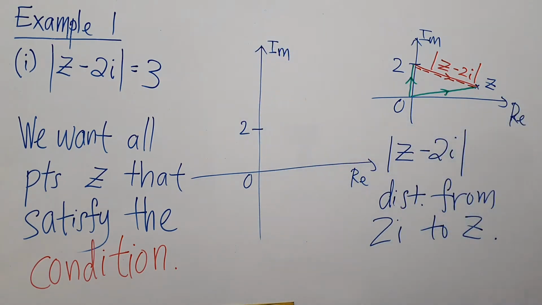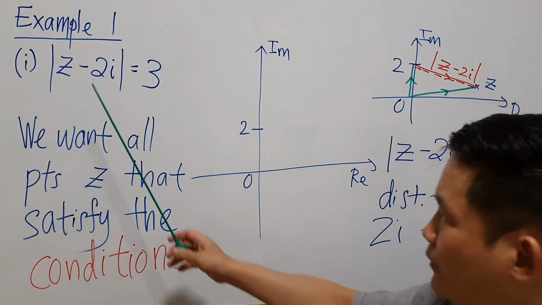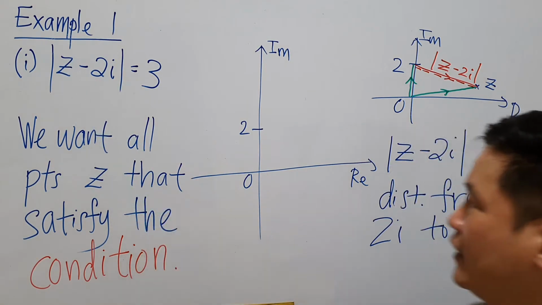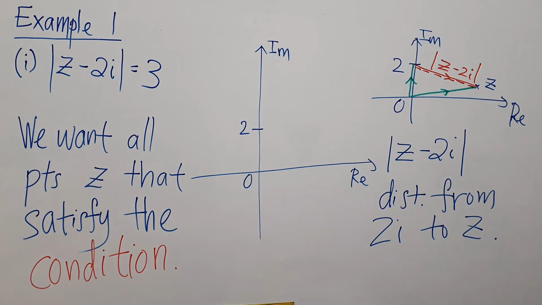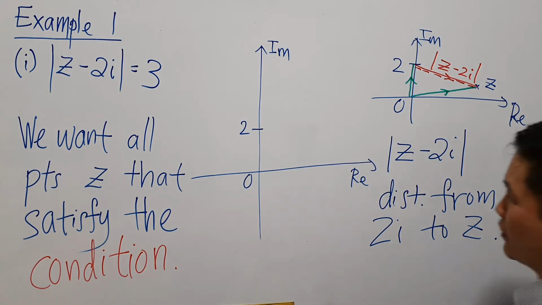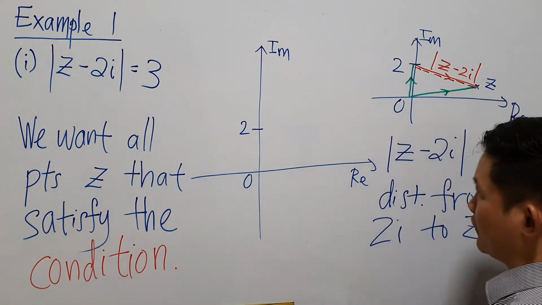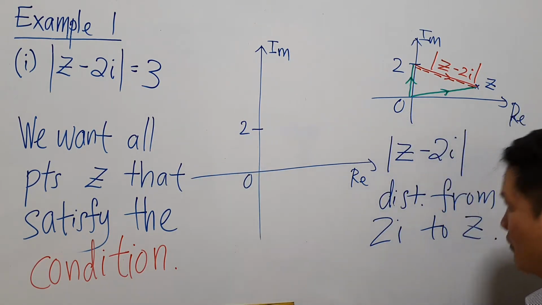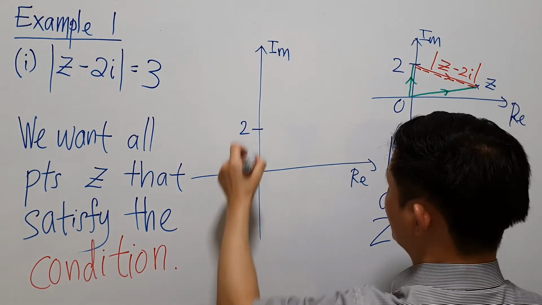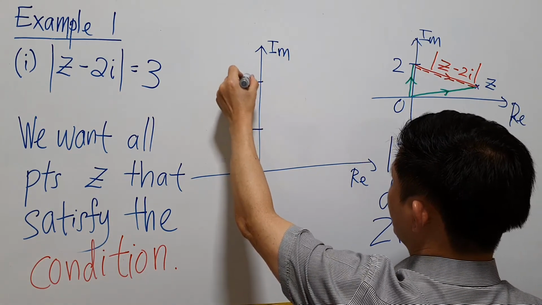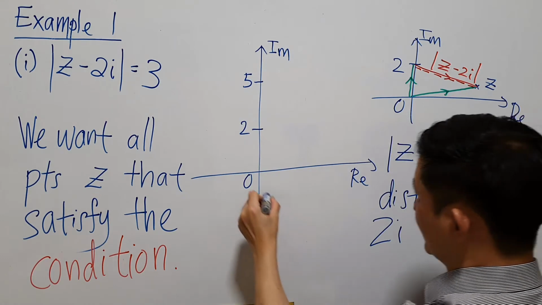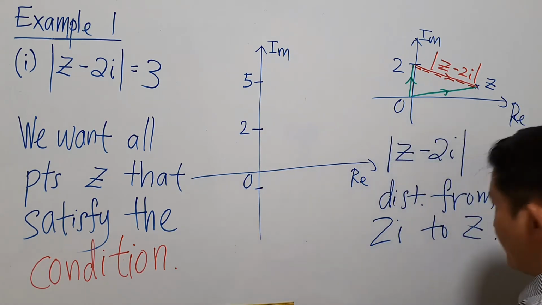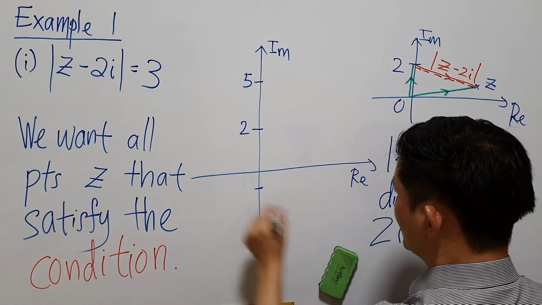And as explained earlier, taken together, this equation means you want all those complex numbers whose distance from 2i to z is 3. So let's locate all those complex numbers on this Argand diagram which are 3 units away from the complex number 2i. So one possible complex number would be here, 5i, right? And another complex number here, which is minus i.